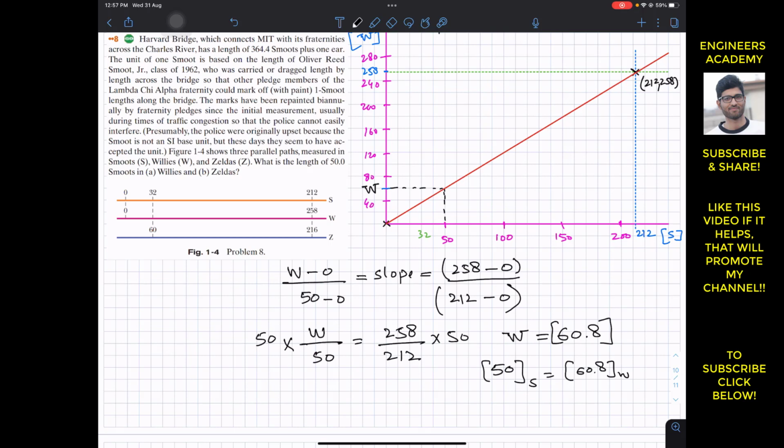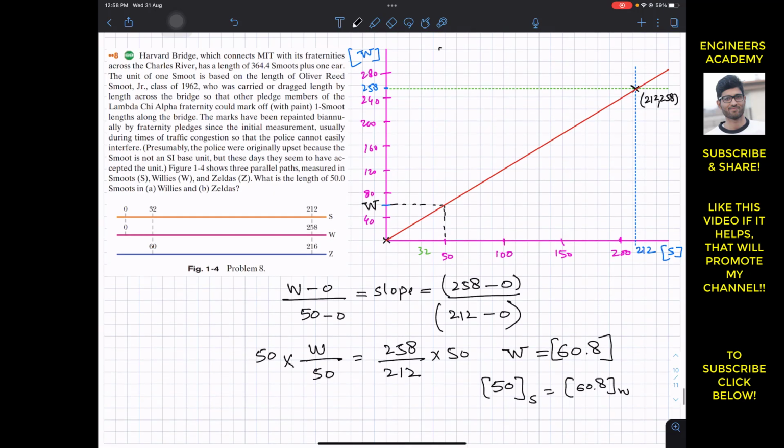So now we have to repeat the same procedure for Zillies as well. Again we have to plot the Zillies against the Smoots. Let's say on the y-axis we have Zillies, right? So we can plot the Zillies against the Smoots on this same graph as well, right?